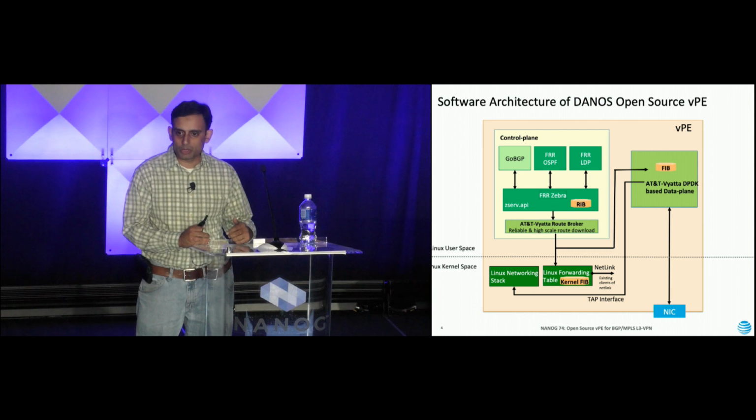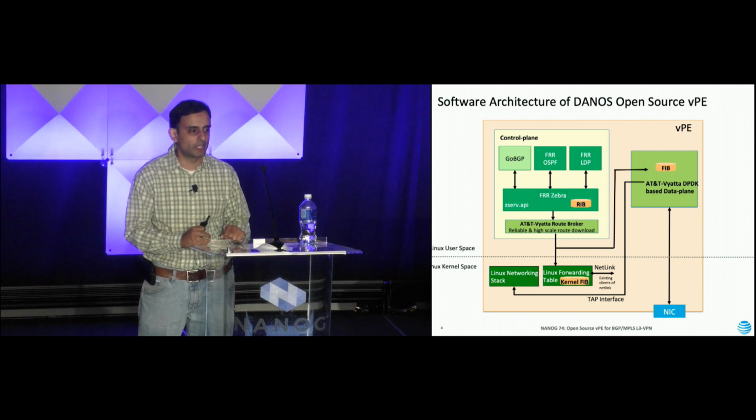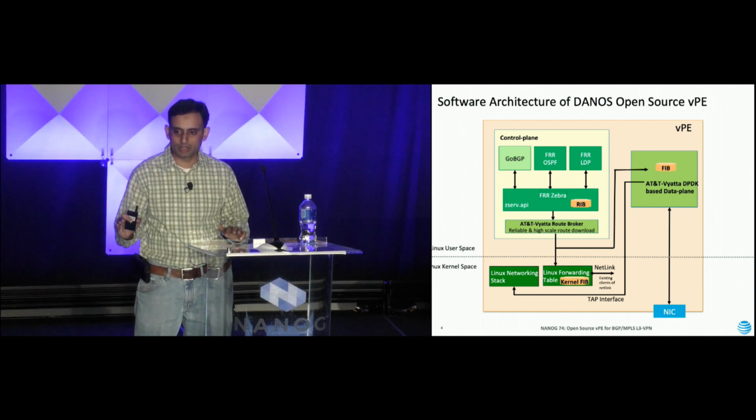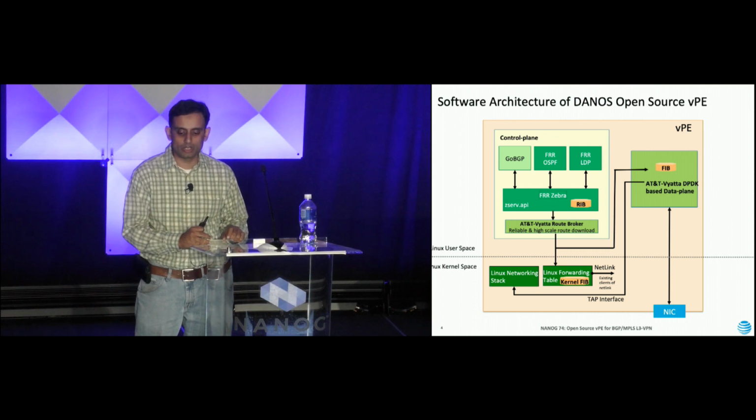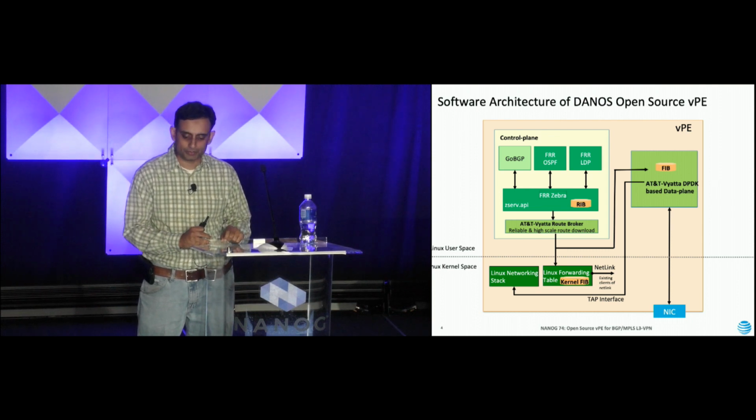The routes can also be pushed to the Linux kernel forwarding table. So in fact, when we replace the VIATA's DPDK data plane with pure Linux, the route broker and the VIATA FIB go away, and the FRR Zebra process directly communicates or installs routes into the Linux forwarding table.